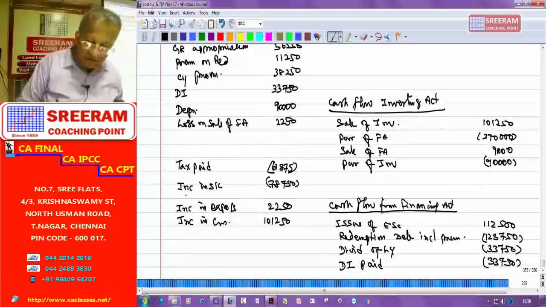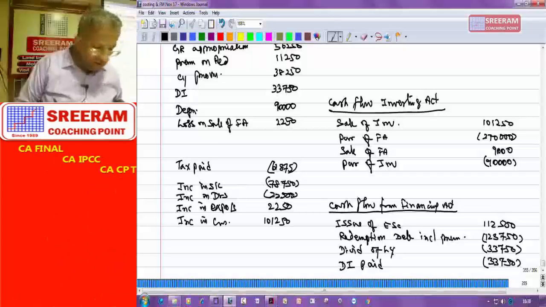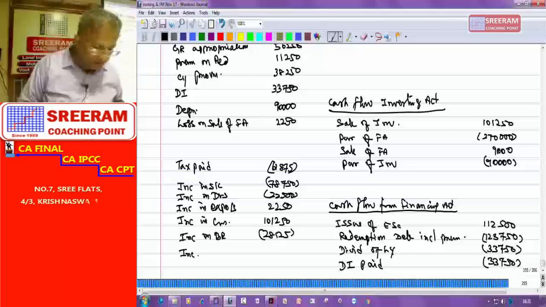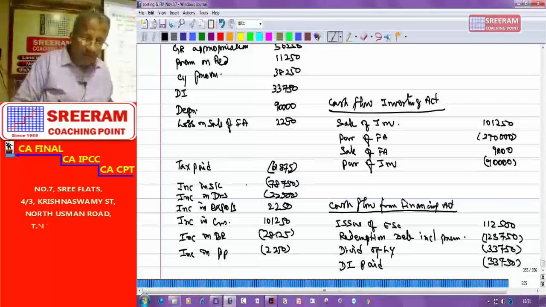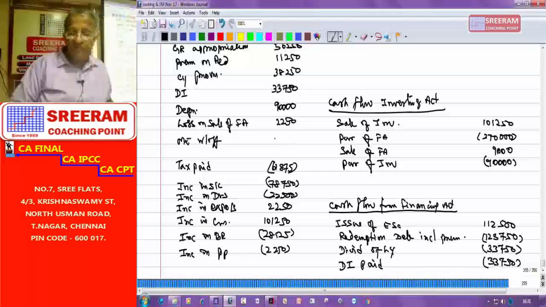Next. Increase in debtors. 22,500 within brackets. Increase in bills receivable. 28,125 within brackets. Next. Increase in prepaid expenses. 2,250 within brackets. Then miscellaneous expenditure written off. How much? 5625.